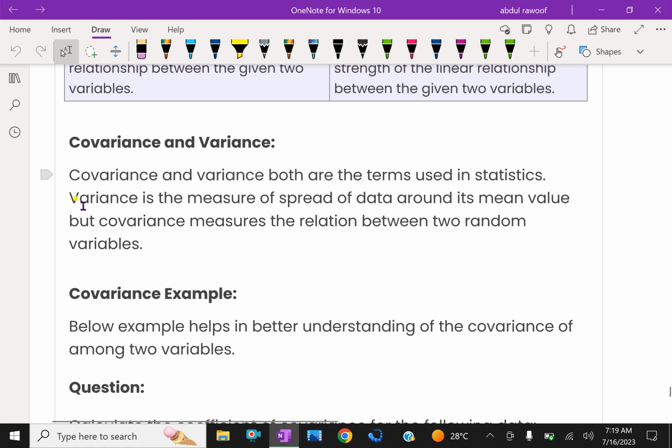Covariance and variance. Both are terms used in statistics. Variance is the measure of spread of data around its mean value, but covariance measures the relationship between two random variables. This is the difference between covariance and variance.